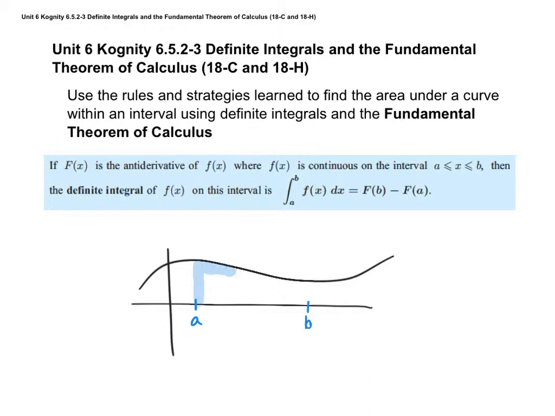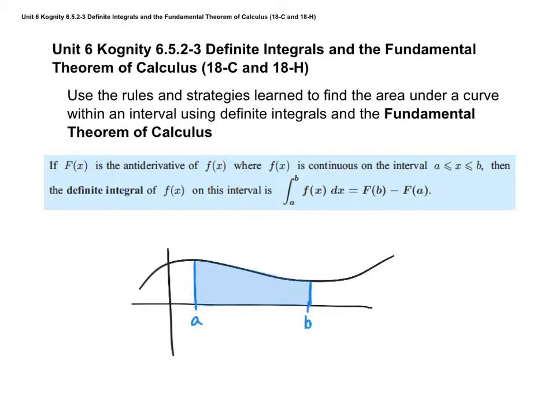It's underneath the function and above the x-axis, or I should say between the function and the x-axis, and also between A and B, okay? So you can even draw these lines here if you like to hem that in, okay? Now, so what is this whole capital F of B minus capital F of A thing?